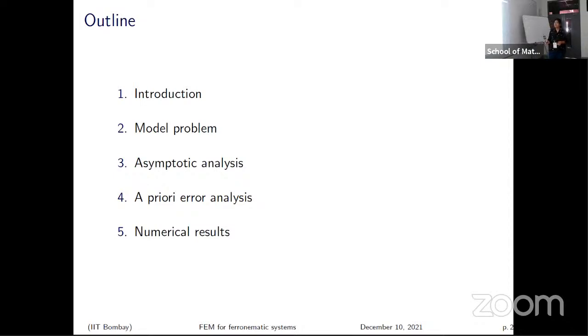The model problem is the free energy of the ferronematic system, and it consists of a small parameter, which is in fact a elastic constant. We are interested in the asymptotic analysis of this elastic constant limit. The next part is about the discrete approximation of the minimizers of this ferronematic energy, and there we will discuss the a priori analysis and numerical results.